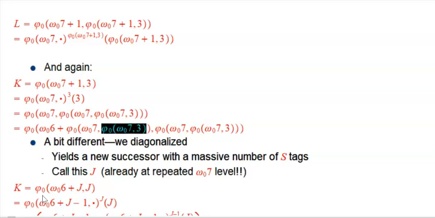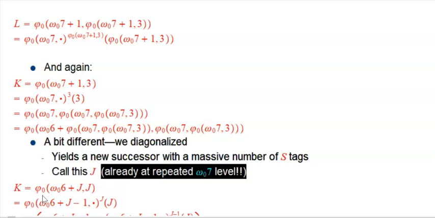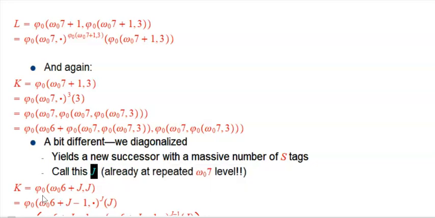In fact, an omega naught 7 repeated twice. It's not an omega naught 7 repeated an ungodly number of times, but J is already at a repeated omega naught 7 level. So it is, again, pretty insane to even suggest that we want to think, well, maybe J is something we can just think of as a given. But we're going to be that insane.